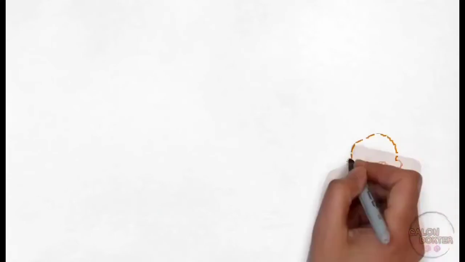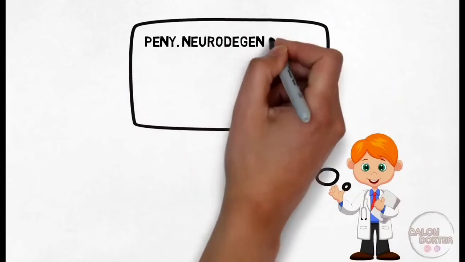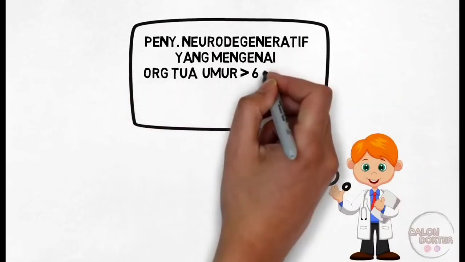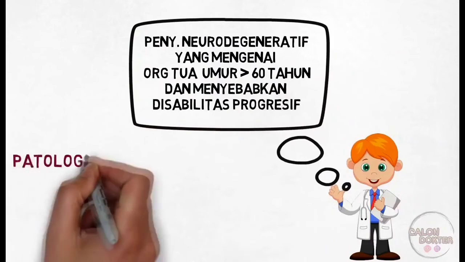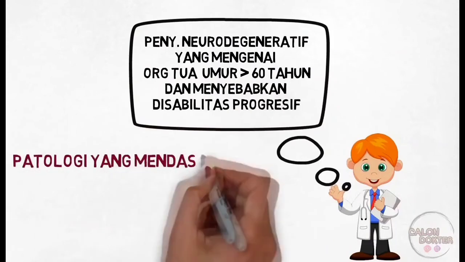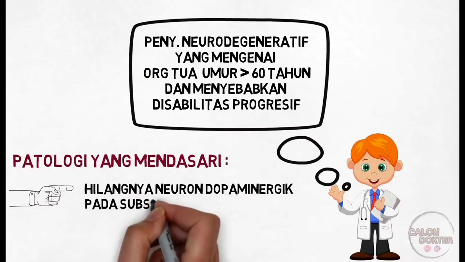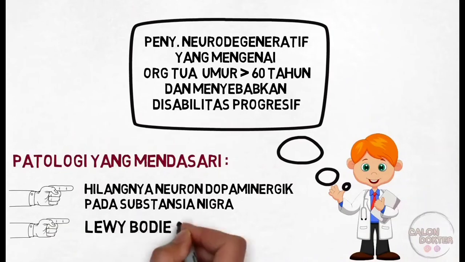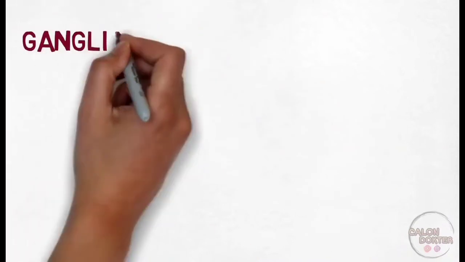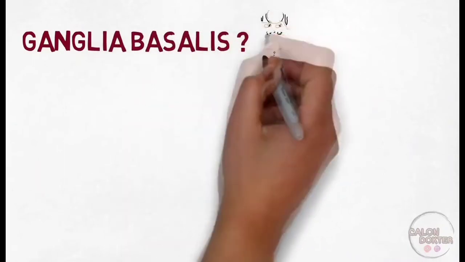Parkinson adalah keadaan neurodegeneratif yang terjadi pada orang tua yang berumur di atas 60 tahun dan dapat menyebabkan disabilitas yang progresif. Terdapat dua patologi dasar yang ditemukan pada Parkinson, yaitu hilangnya pigmen dopaminergik pada substansia nigra di ganglia basal dan ditemukannya Lewy bodies. Nah, sekarang apa yang dimaksud dengan ganglia basalis dan apa fungsinya dalam sistem saraf pusat kita?